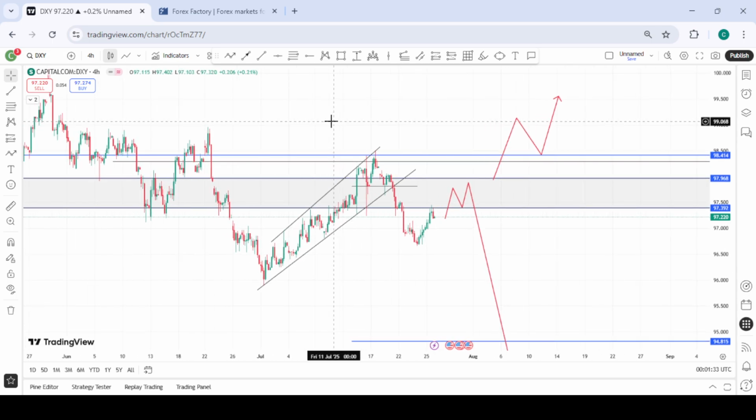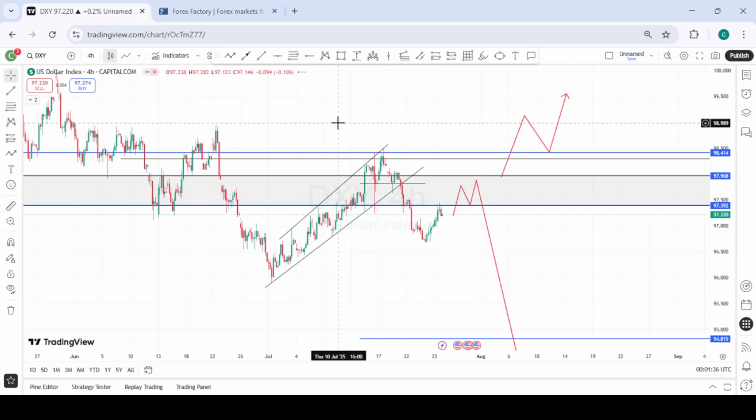And because of this formation, some of the USD pairs are giving a neutral view or neutral direction. So I'll explain that in the setups that we have ahead.